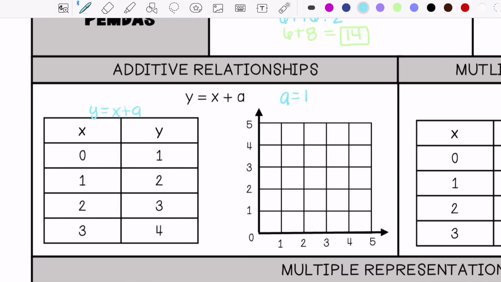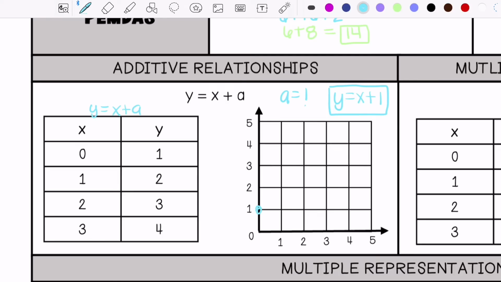X plus 1 is 2. So 2 plus 1 is 3. 3 plus 1 is 4. So I'm going to graph this. My equation is y equals x plus 1. It starts at 0, 1, 2, 3. Forgot 1, 2, 3, 4. That's what my graph looks like.